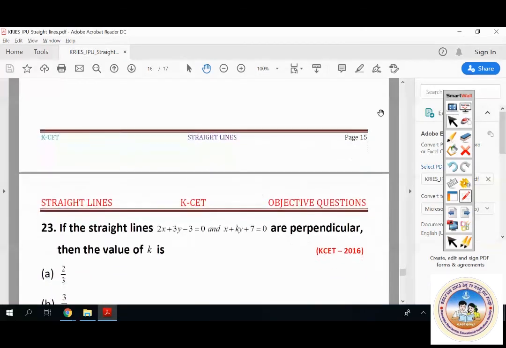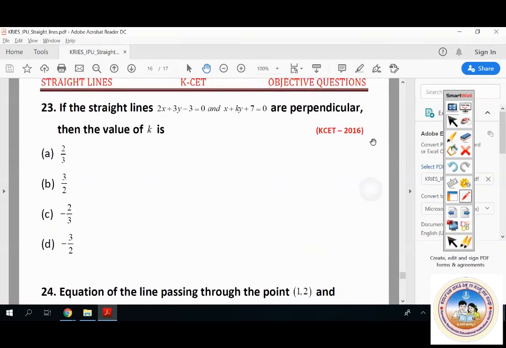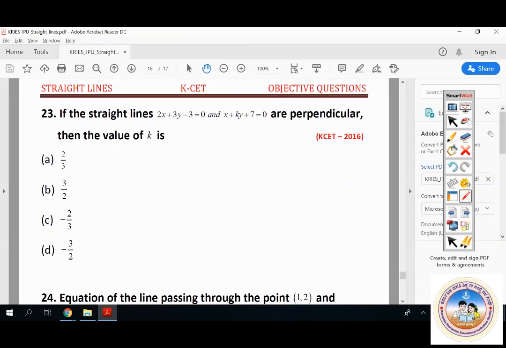In the 23rd question, they ask: if the straight lines are perpendicular, then what is going to be the value of k. So these two lines are perpendicular. I call this one as 1, this as 2. Two lines are perpendicular, therefore the product of the slopes, slope of line 1 into slope of line 2, should be equal to minus 1.